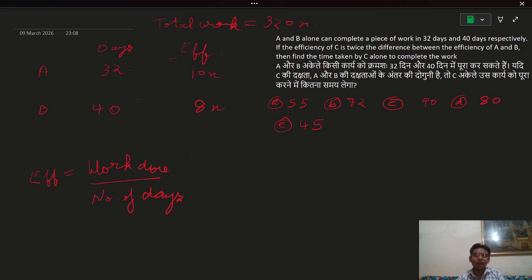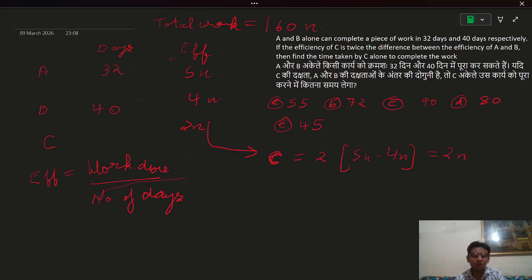Okay, since I can even use 160 here as well, let's use 160x. So it will become 5x here, and 4x here. Now for C, the efficiency of C is twice the difference between the efficiency of A and B. What will be the efficiency of C? 2 times the difference between A and B, 5x minus 4x, it will become 2x. Efficiency of C will become 2x.